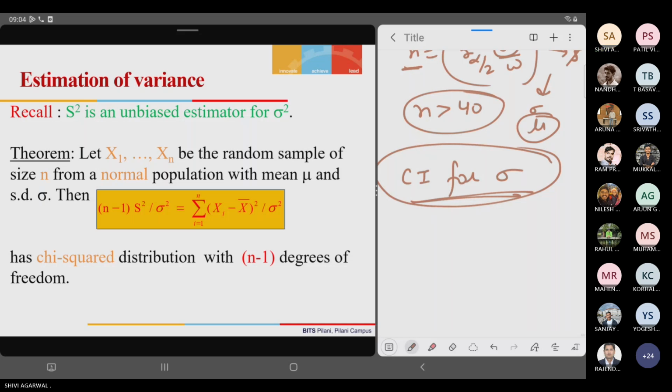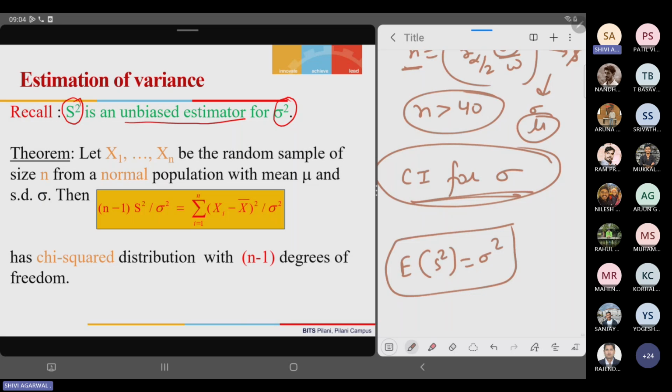So here we are saying sigma is unknown. So we are finding the estimation of variance. We have done estimation of mu. Now we are doing estimation of variance, correct? We have already defined that S square is an unbiased estimator of sigma square. Do you remember the unbiased estimator? Point estimator we have done. So unbiased means what? Expected value of S square is equal to sigma square. That's why it is known as unbiased estimator for sigma square.